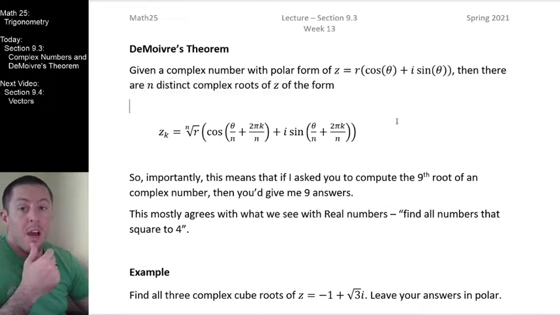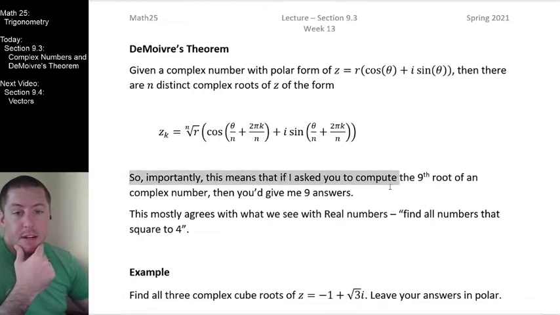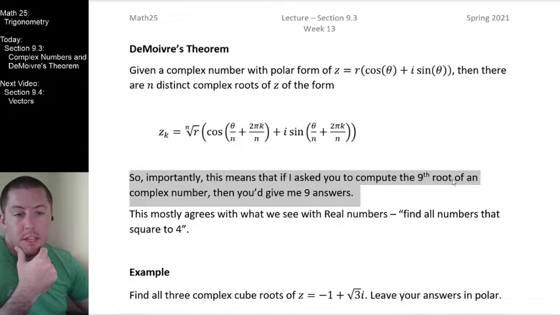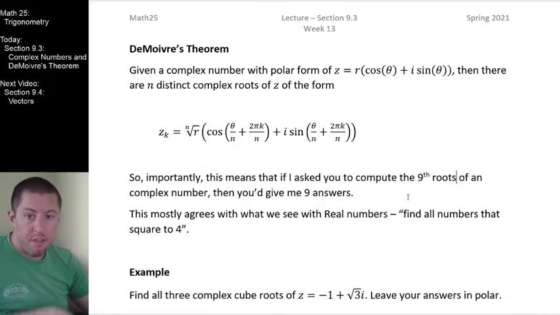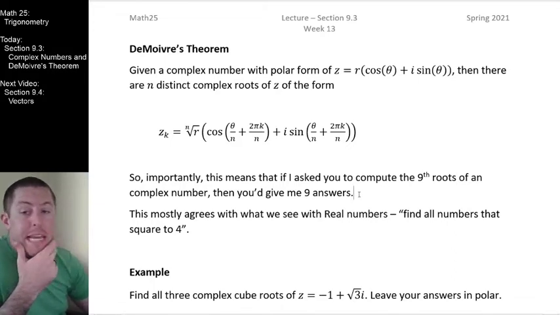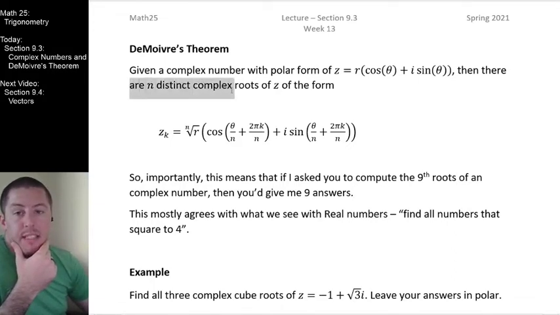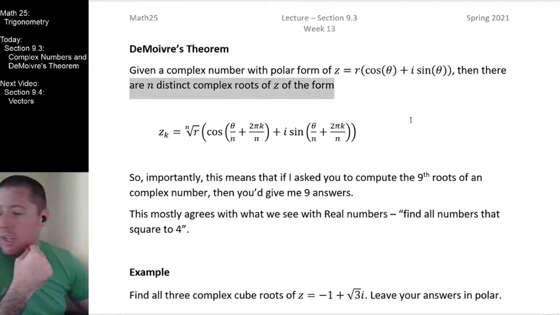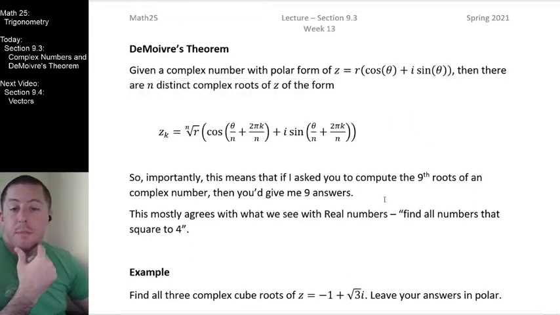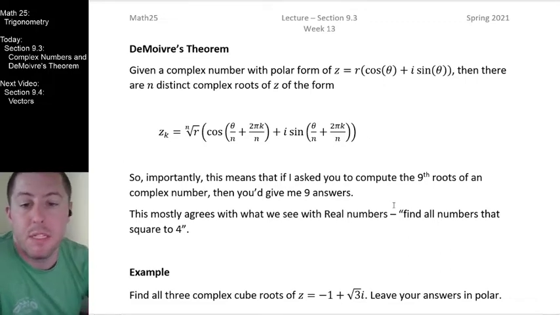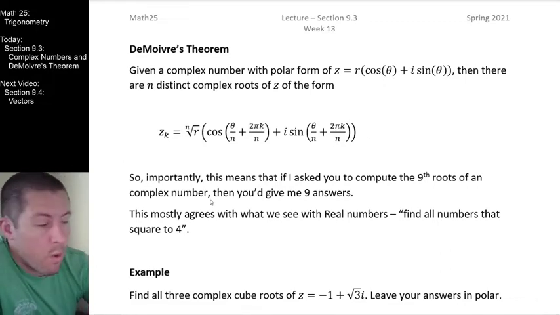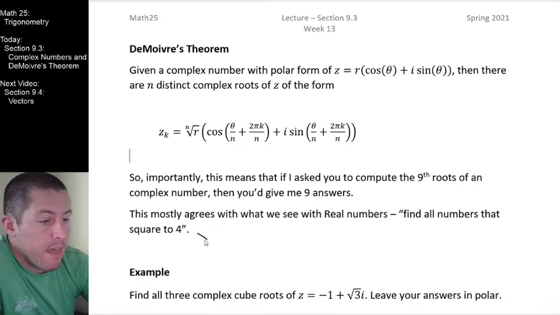So that's really saying, and this is kind of like my statement underneath, if I ask you to compute the ninth roots of a complex number, then there would be 9 answers, right? De Moivre's theorem says that there are n distinct complex roots for any nth root that you're looking to apply. So this mostly agrees with what we see with real numbers. If I said to you, find all the numbers that square to 4, then you would tell me that there would be 2 and -2.